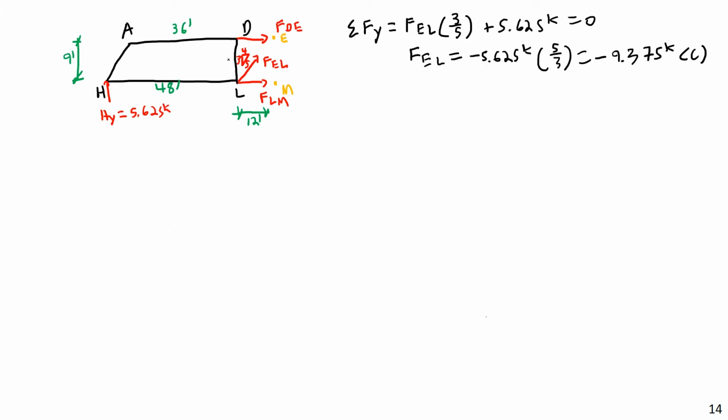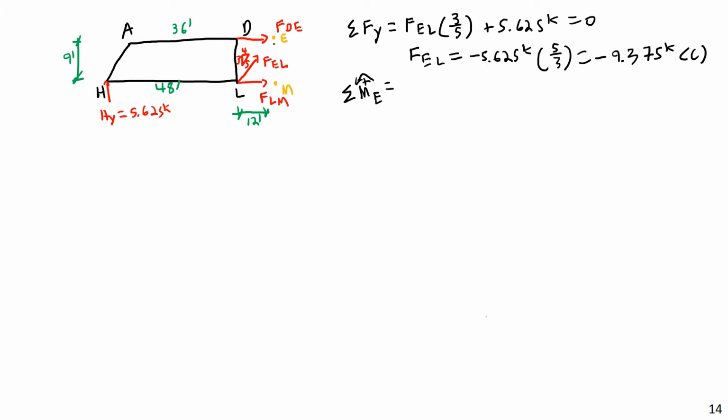Now, I could try to do a summation of forces in the horizontal direction, but each of these three members is going to have a horizontal component to their force. So that's probably not the best thing to do. Instead, if I just want to jump directly to the force in member LM, the most efficient way to do that is going to be to take a summation of moments about joint E.